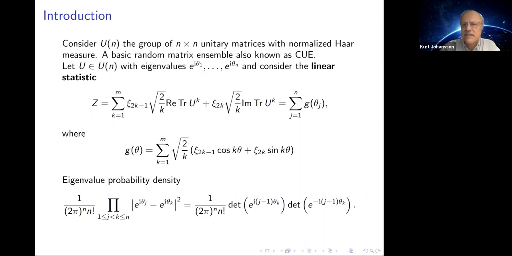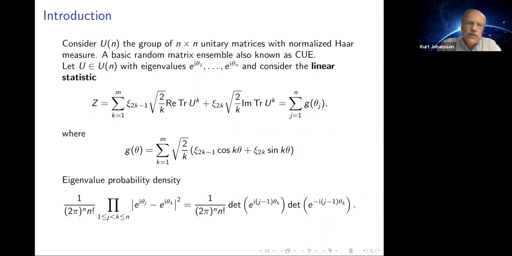Since the traces are sums over the eigenvalues to the power k, this becomes a linear statistic. We have a sum of some function g of theta j, and g of theta is just this function that you see here. Throughout the talk, g will be this particular function. And I can choose different coefficients here, xi 2k minus 1 and xi 2k.